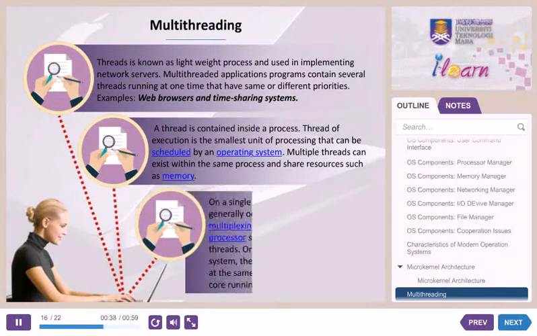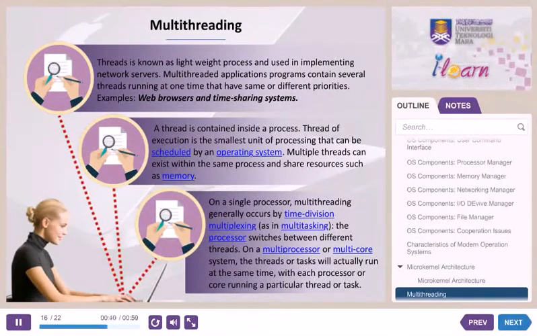On a single processor, multithreading generally occurs by time division multiplexing, as in multitasking. The processor switches between different threads. On a multiprocessor or multi-core system, the threads or tasks will actually run at the same time, with each processor or core running a particular thread or task.